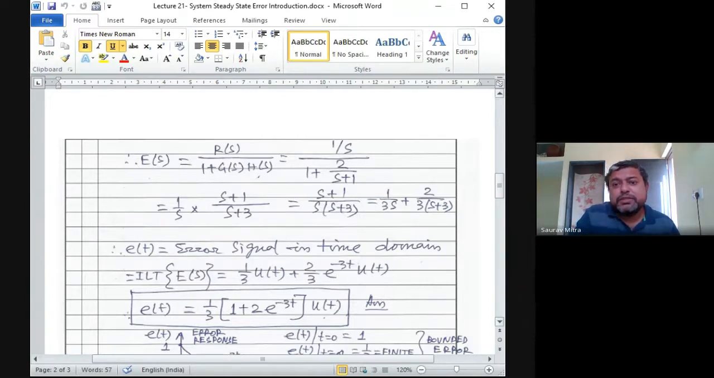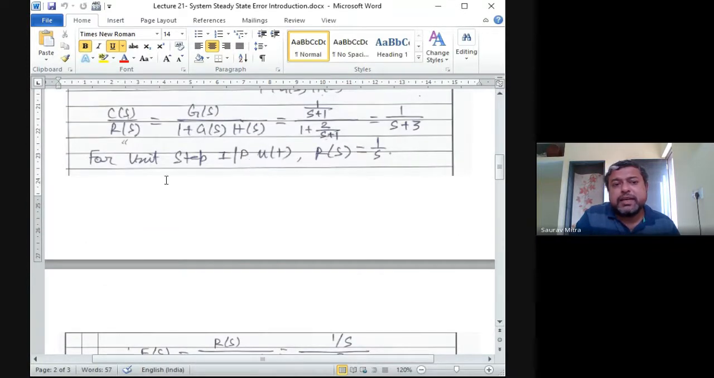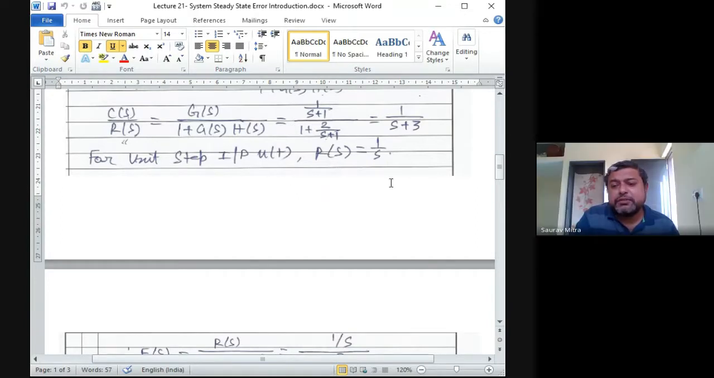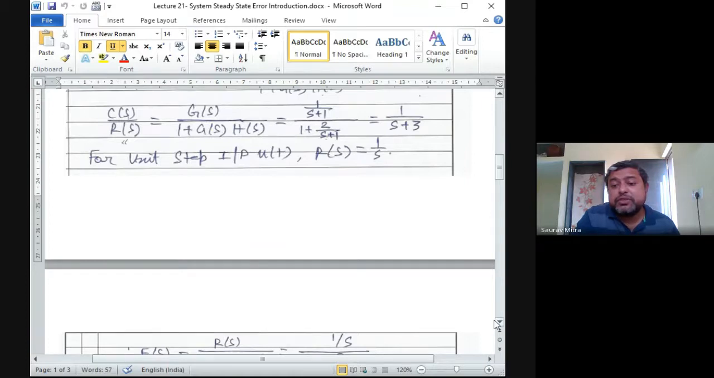What is the input to the system? U of t. What is its amplitude at t is equal to 0? 1. What is the amplitude at t is equal to infinity? 1. Okay. Now you are finding that at t is equal to 0, error is 1.